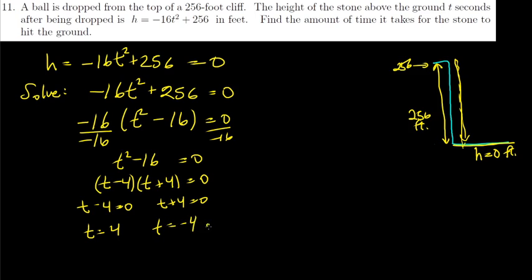And these are going to be in seconds, right? So negative 4 seconds was 4 seconds before we dropped the ball. Well, that doesn't make any sense, right? So it's going to be 4 seconds after we drop the ball. So here we can ignore the negative answer. So the amount of time it takes is 4 seconds.